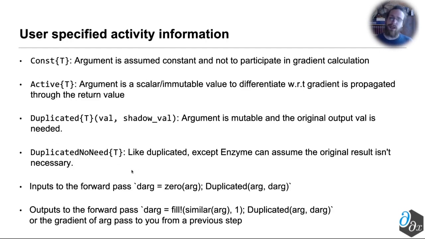DuplicatedNoNeed is like Duplicated, except that Enzyme can assume that the original result, the val, is not necessary. And so that makes code cheaper. If you have inputs to the forward pass, you will want to allocate a zeroed out gradient, a shadow. And if it is an output to the forward pass, so as an example, if you have a mutating function and you want to calculate the propagated gradient from a previous step in, or you want to calculate the gradient with respect to the argument, you will either want to take the previous gradient or fill the shadow with one.